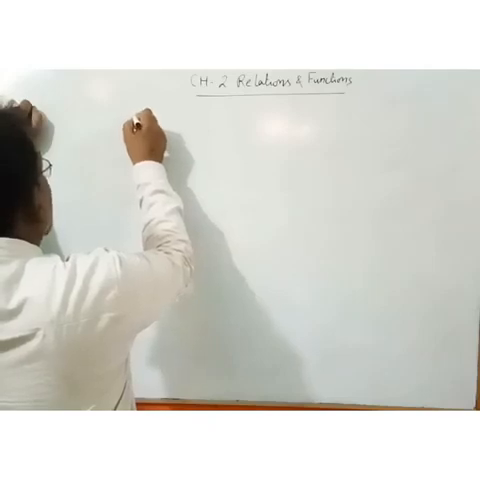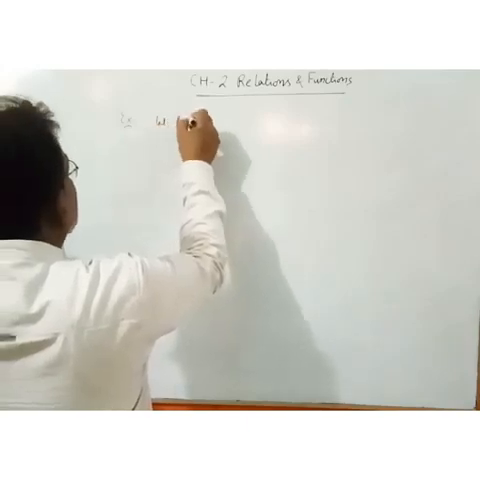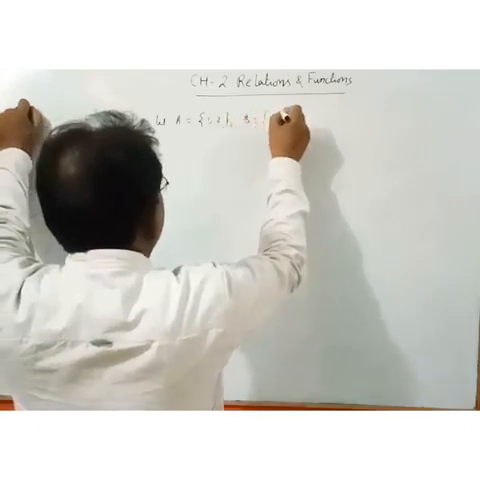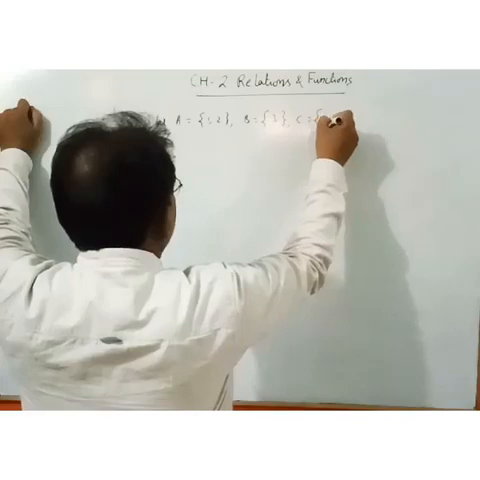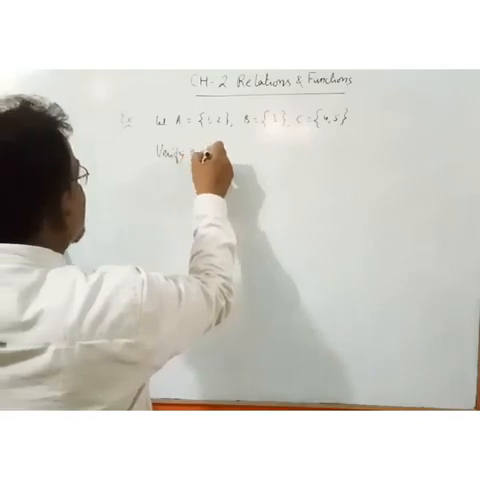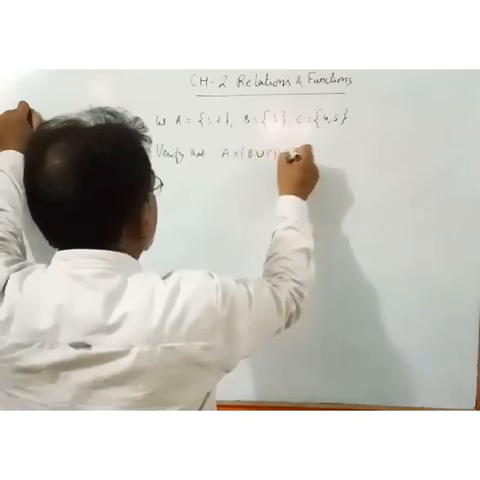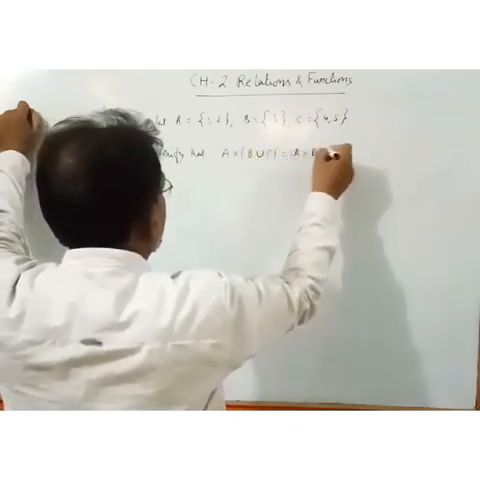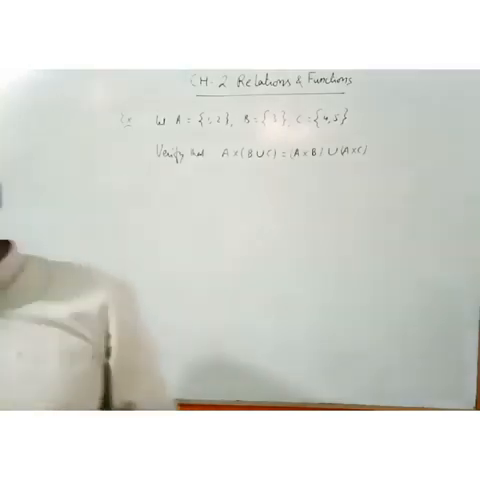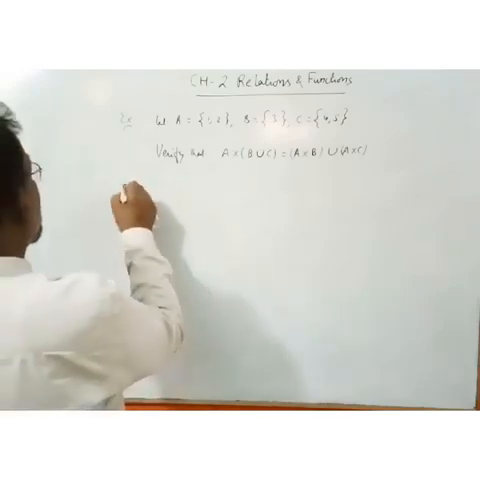छोटी छोटी बातें कार्टेशियन प्रोडक्ट में आपको, चूंकि आपने सेट थ्योरी पढ़ा है, तो इस प्रकार की प्रॉपर्टी एग्जाम्पल आपके सामने आ सकते हैं. जैसे, let A equal to the set {1, 2}, B equal to the set {3}, C equal to the set {4, 5}. आपसे कहा जा सकता है verify that A cross (B union C) is equal to (A cross B) union (A cross C).